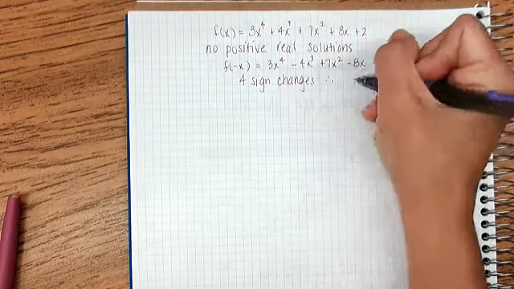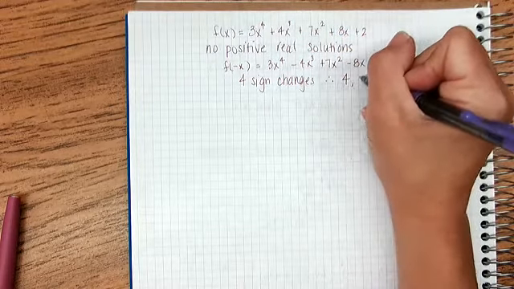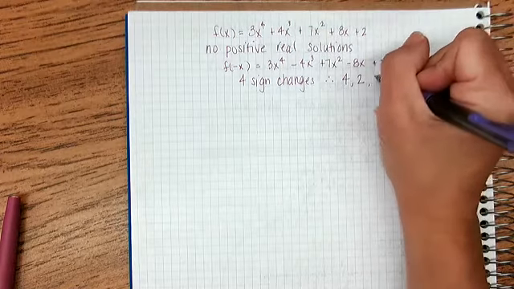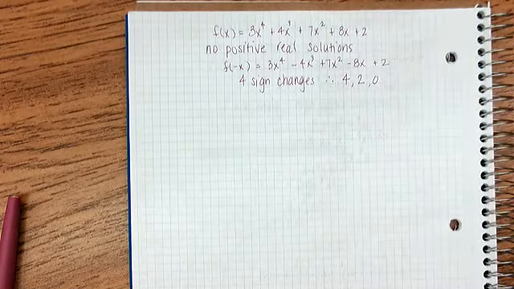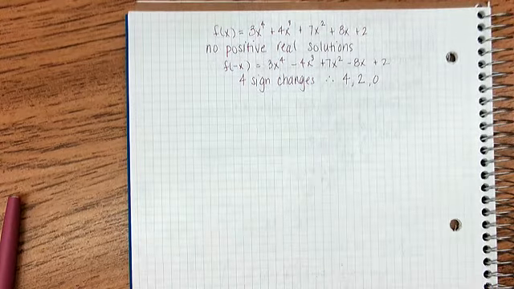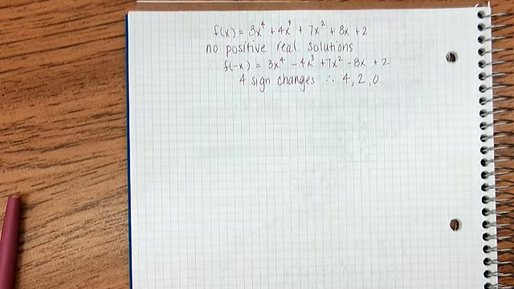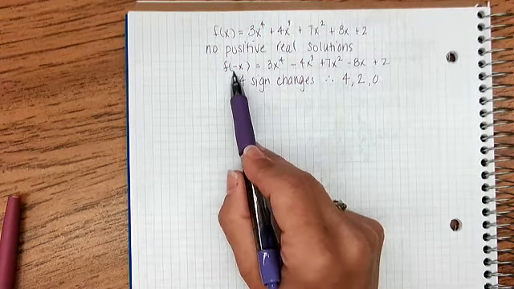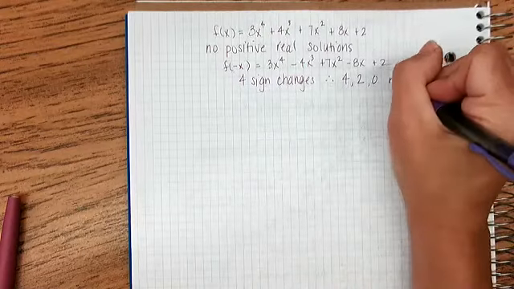Therefore, there are 4, subtract 2, you get 2, subtract 2, you get 0. There are either 4 negative real zeros, 2 negative real zeros, or no negative real zeros. No, negative, I misspoke. I plugged in negative x. This is for the negative reals.